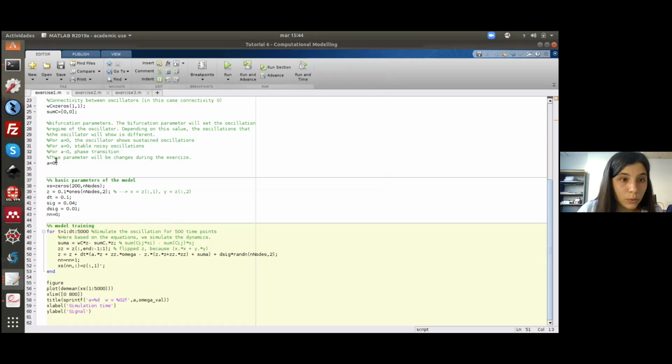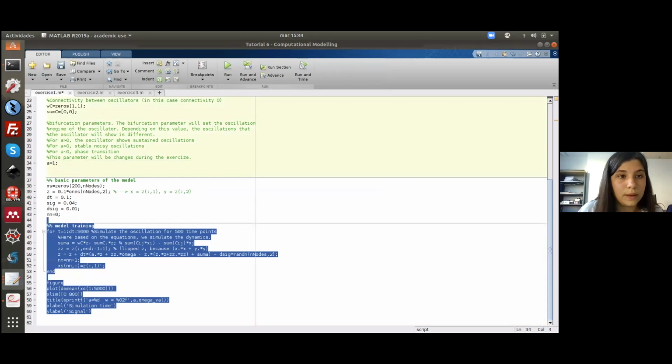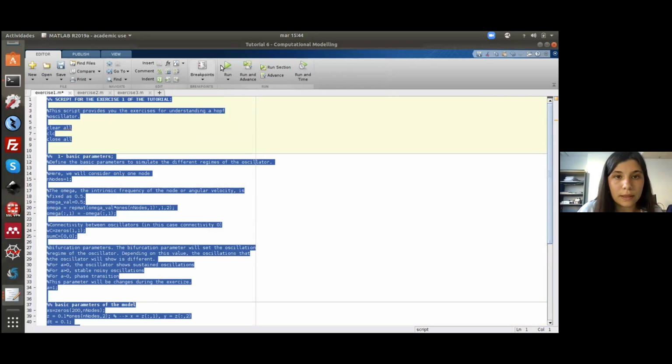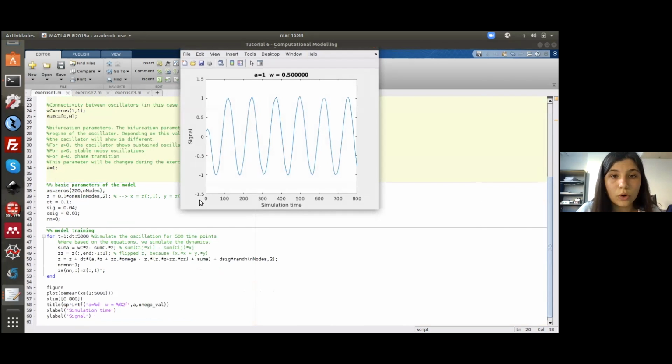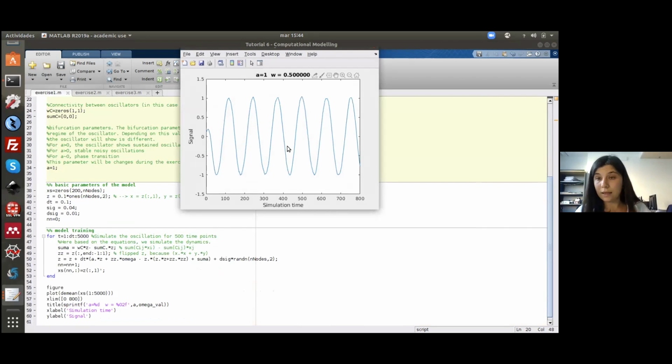In the case that we set the local bifurcation parameter to 1, the positive regime of this Hopf oscillator, you can see that the dynamics that this oscillator explains are sustained oscillations, as you can see here. And the frequency will depend on the omega that we have set.